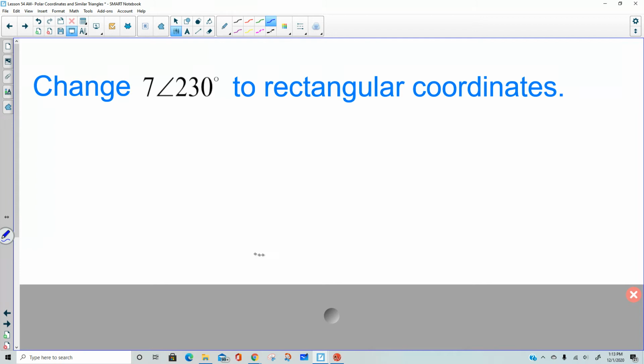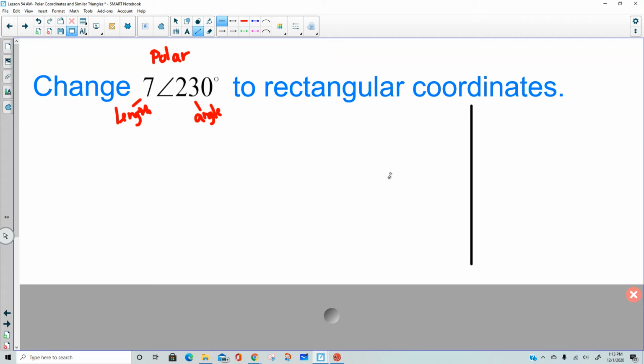First one, change 7 at 230 degrees to rectangular coordinates. So remember, this is called polar. Polar coordinates give you a length or magnitude and an angle. Our first step is going to be to plot that point. So you need to go find the point, recalling that we start at 0 on the positive x-axis. So let's go find 230 degrees.